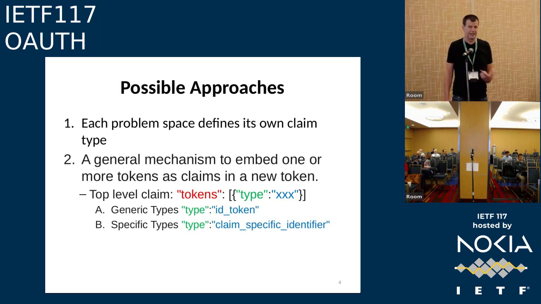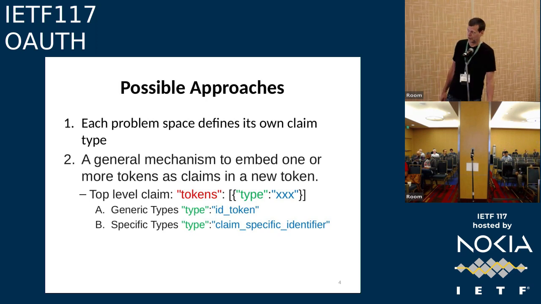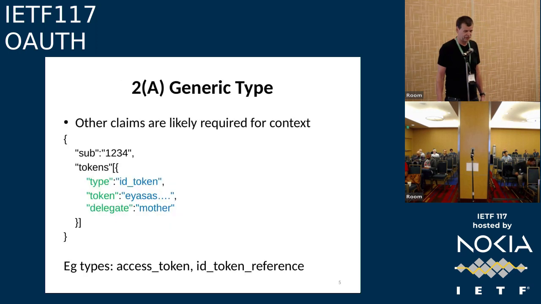And then that type could either be, what I have as 2A, a generic type saying, at a high level, the kind of token it is, and then there's potentially other claims within that object to give you more context. Or that type could be more specific: this is this particular kind of token claim that's in there and provides more context as opposed to the more generic high level. So I'll go into more detail in the next slides.